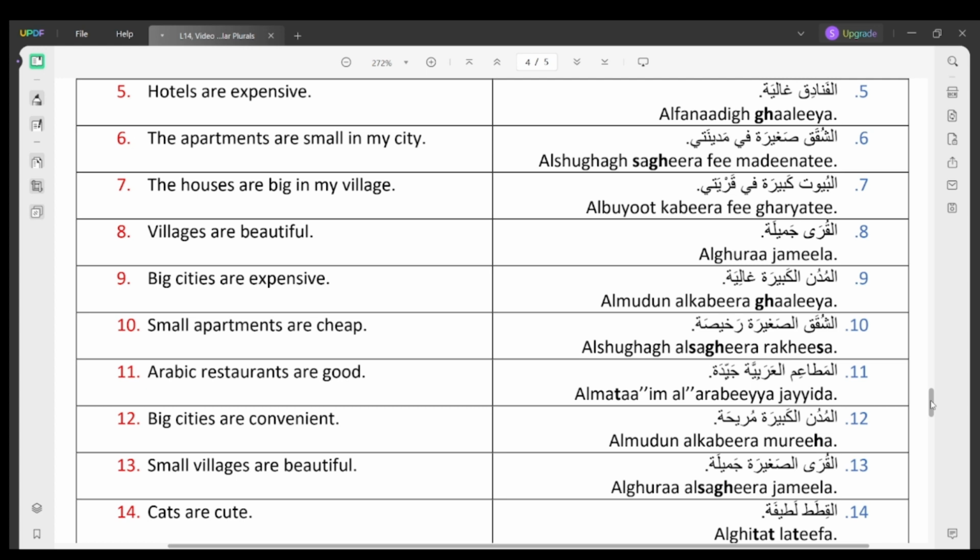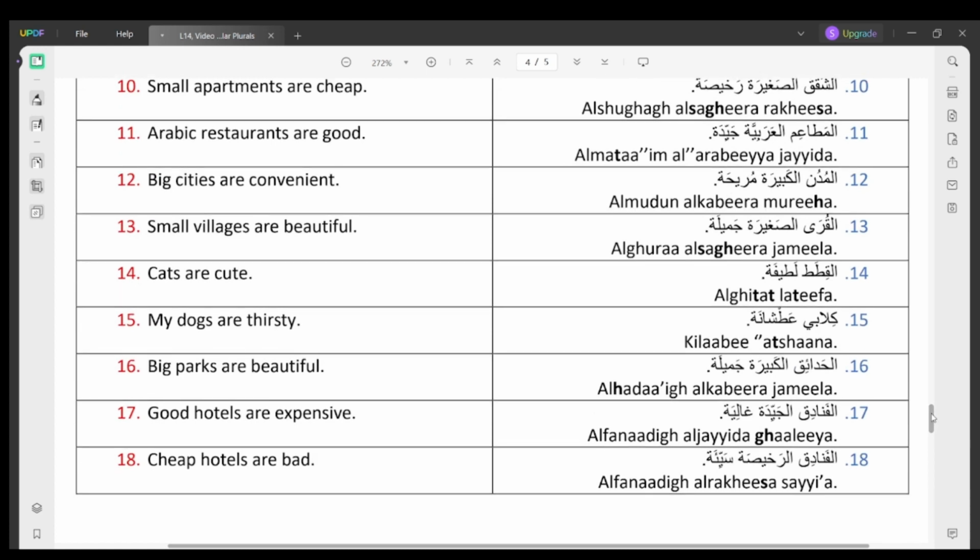Number 9. Big cities are expensive. المدن الكبيرة غالية. Number 10. Small apartments are cheap. الشقق الصغيرة رخيصة. Number 11. Arabic restaurants are good. المطاعم العربية جيدة. Number 12. Big cities are convenient. المدن الكبيرة مريحة.